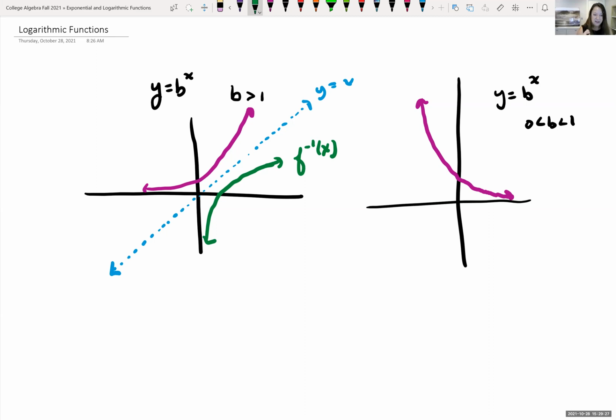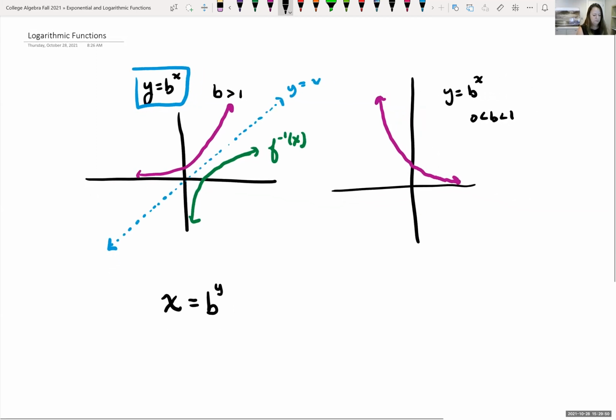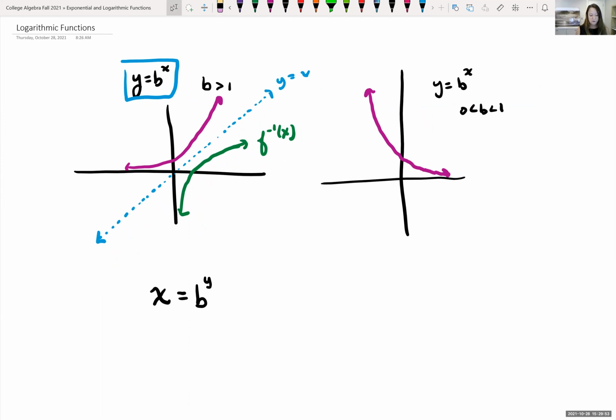Recall, to find the inverse function, we looked at our original function, y equals b to the x, and we swapped our x and y values and solved for y. But if we swap x and y, we get x is equal to b raised to the y power. And so how are we going to solve for y? Well, we don't know how to solve for y. And so mathematicians came up with a definition.